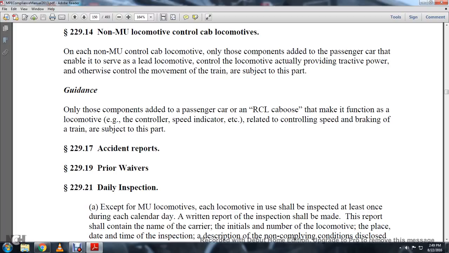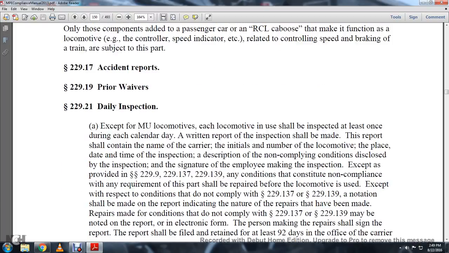229.17 is accident reports. 229.19 is prior waivers. And 229.21 is daily inspection. Each of the locomotives in use shall be inspected at least once during each calendar day. A written report of the inspection shall be made. The report shall contain the name of the carrier, the initial and number of the locomotive, the place, the date, and the time of the inspection, the description of non-compliant conditions disclosed by the inspection, and the signature of the employee making the inspection, except as provided in sections 229.9, 229.137, and 229.139.